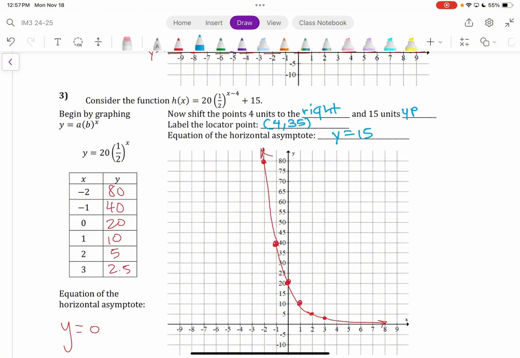So 4 to the right, 1, 2, 3, 4. All right, here's your new graph with the point 4, 35 as your locator point.